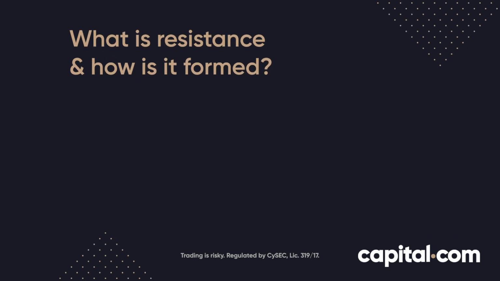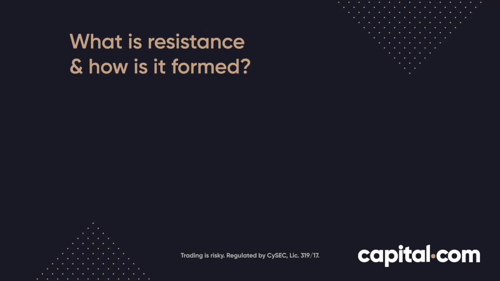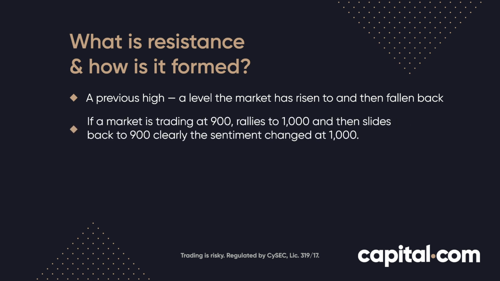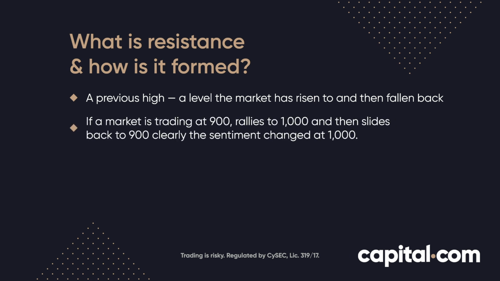So let's look in a little bit more detail at this idea of resistance and how it gets formed. Put simply, in its simplest form, it's a previous high, a level the market has risen to and then fallen back from. So it's a price point the market cannot get through. For example, if a market is trading at 900, then it rallies to 1,000, but then slides back to 900, clearly the sentiment changed at 1,000.